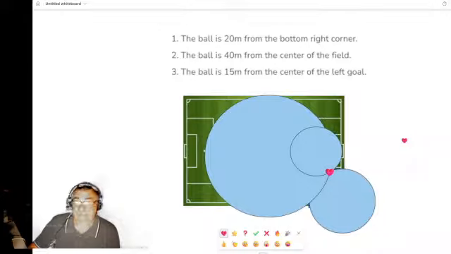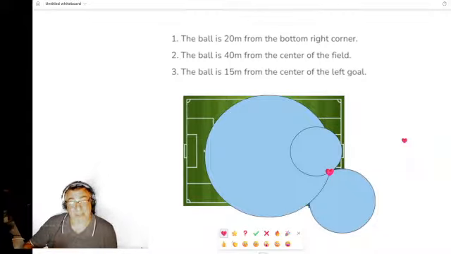Pretty interesting, isn't it? You can actually figure it out, and nobody had to have a compass bearing. Nobody had to know where north was. All you had to do was know distances from 3 known locations, and that's exactly how the satellite system works. Nothing more than this.